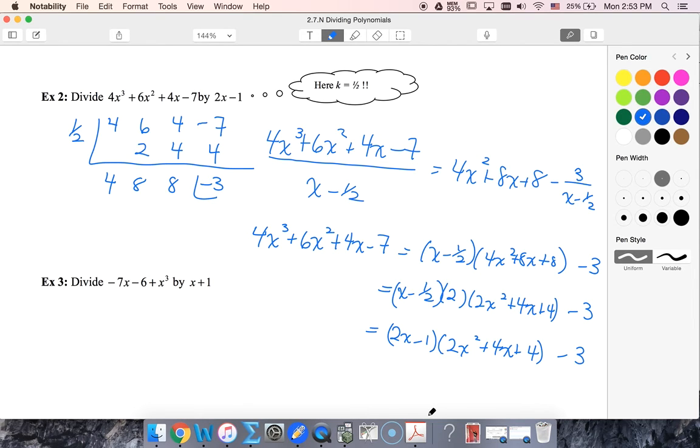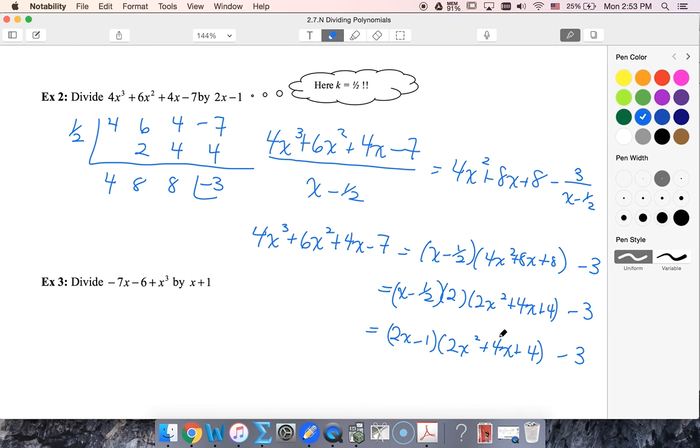Notice we've been asked to divide by 2x minus 1. So after I do my synthetic division, depending on how it wants me to state it, whether it wants me to state quotient plus remainder or express it in this way, I need to be careful, because if I have my x minus 1/2 here, I have to factor the 2 out to turn this back into 2x minus 1. So I think multiplying it out and looking to see what happens is the best way to do it.